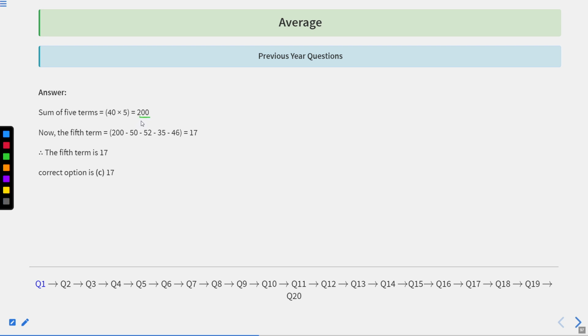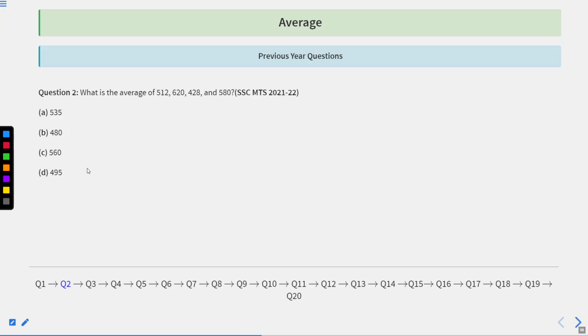And now, you are provided with the precise values of the other 4 observations. Since the sum is known to you and the other 4 observations are known to you, you can take the sum of those 4 observations and take the difference from the sum of 5 terms. Then you will automatically have the fifth term. So the fifth term is equal to 200 minus 50 minus 52 minus 35 minus 46, which is equal to 17. So the fifth term is 17. So the correct option here will be option C, 17.